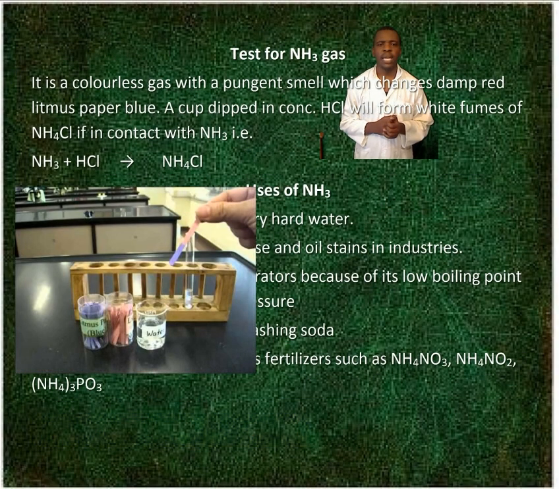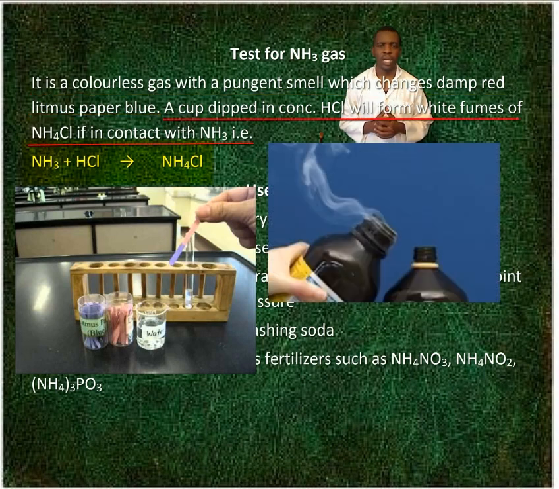Test for ammonia gas. It is a colorless gas with a pungent smell, which turns damp red litmus paper blue. A glass rod dipped in concentrated hydrochloric acid will form white fumes of ammonium chloride if brought in contact with ammonia.